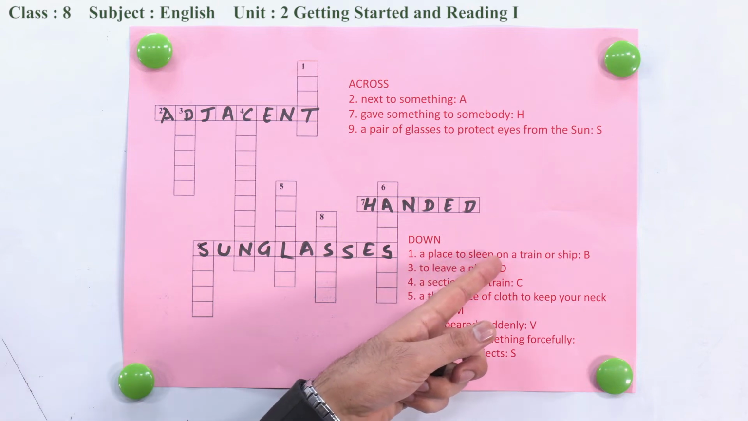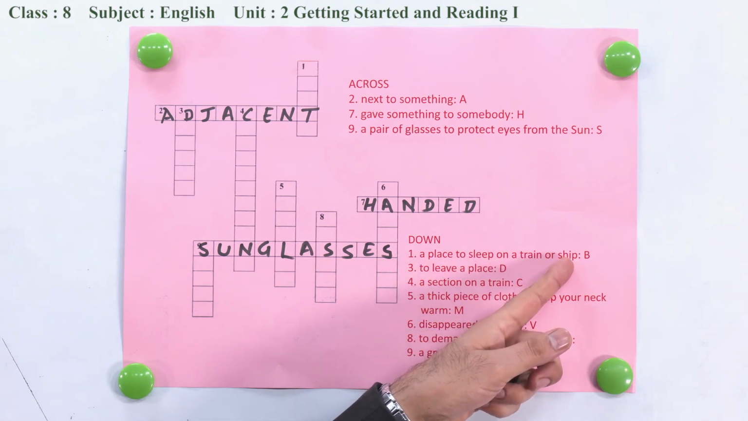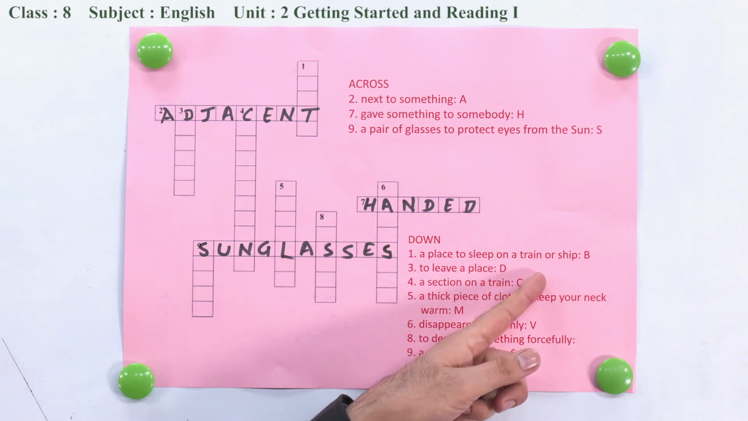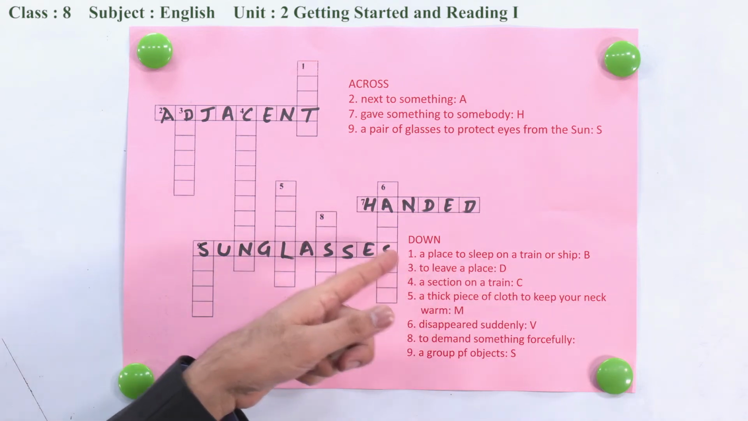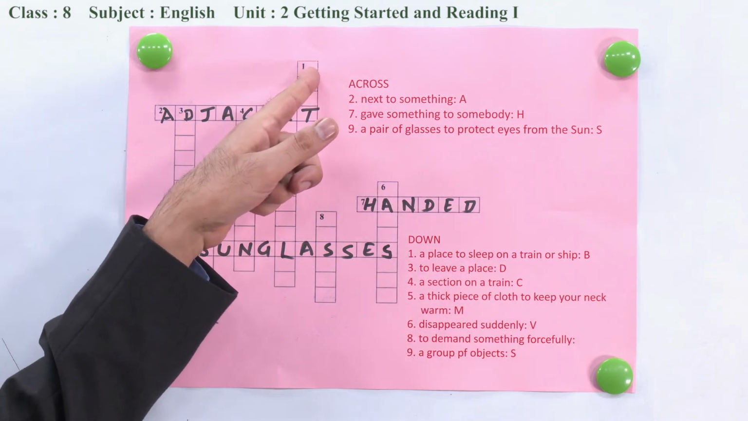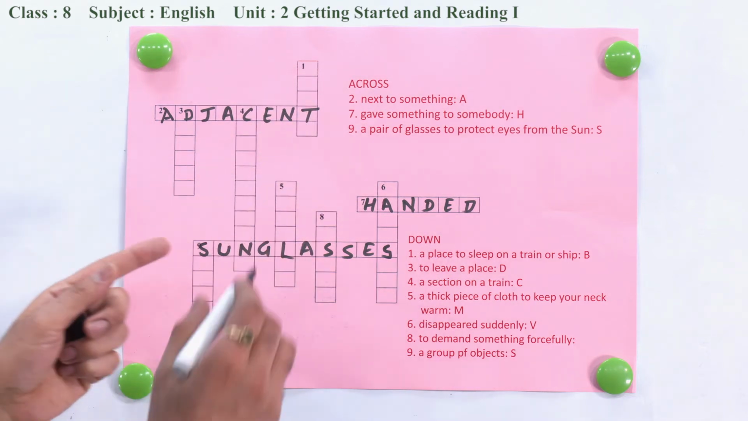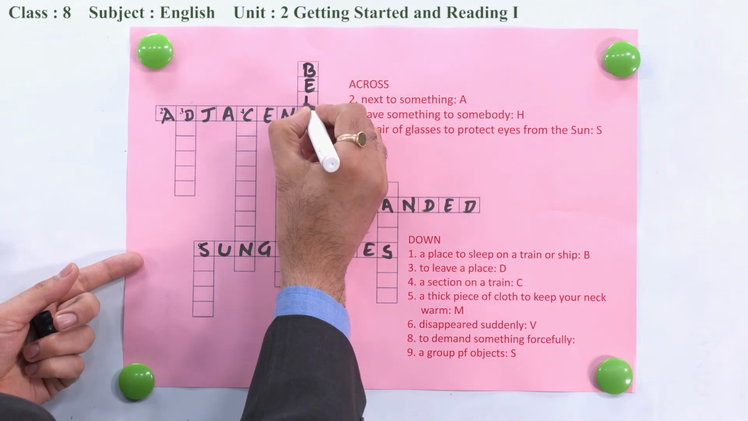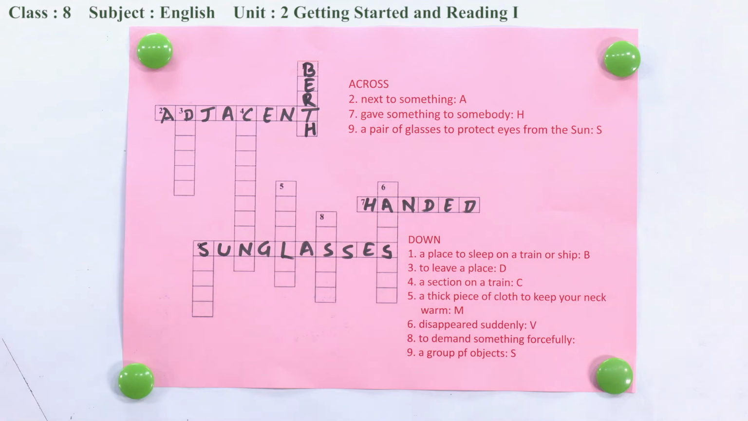Now, come to down. A place to sleep on a train or a ship. What is it? Berth. Good. Can you do it yourself? Yes, you can write here. Number one, down here: B, E, R, T, H, berth. B, E, R, T is already there. Now H, berth. Can you complete this way?